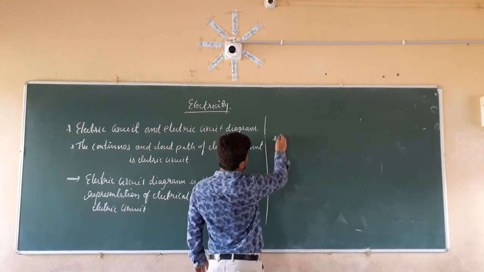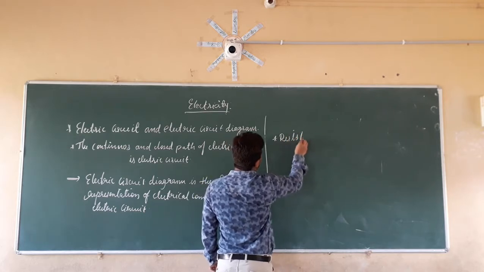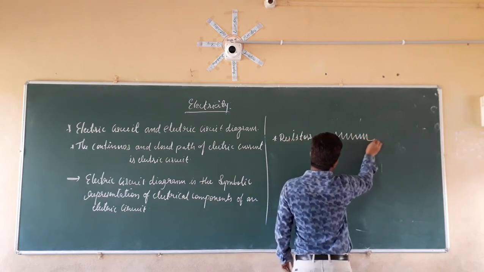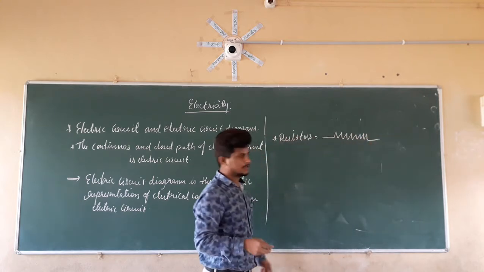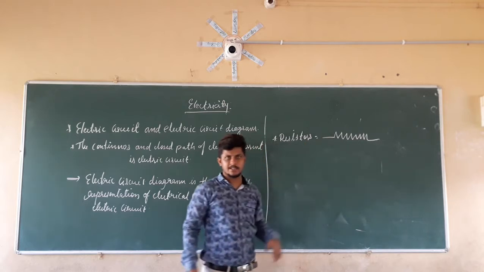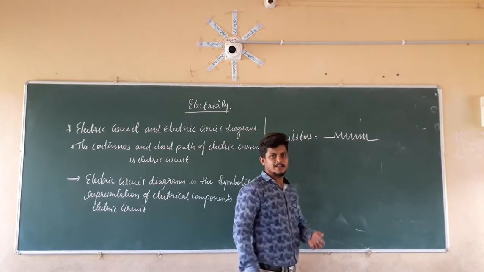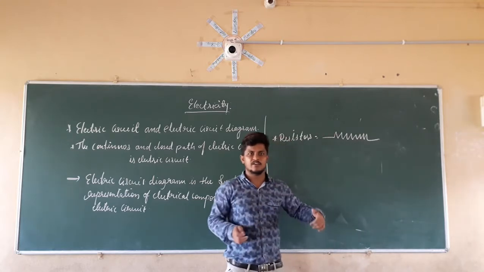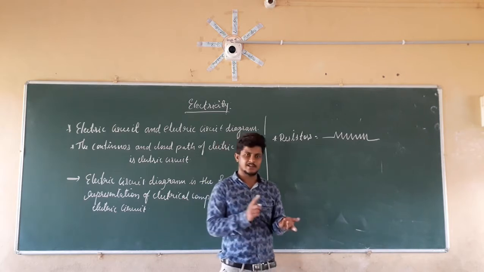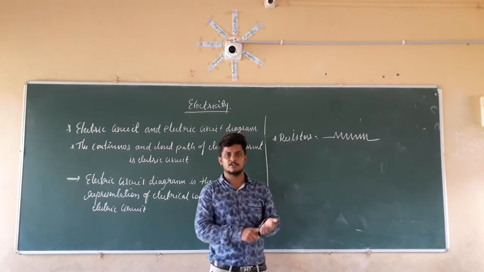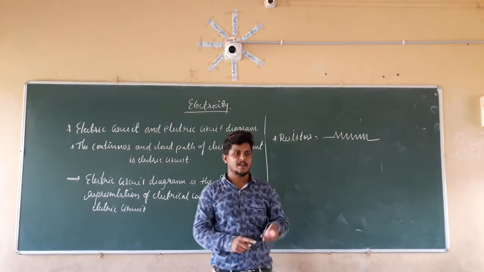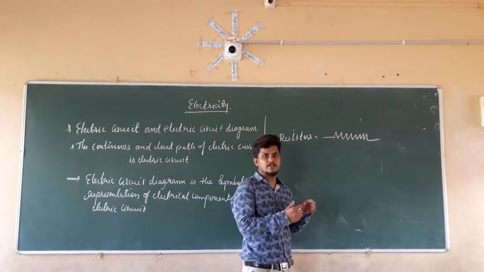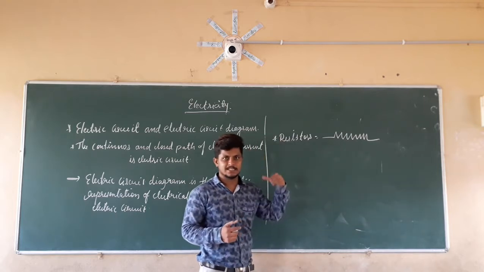Resistors are shown like this. This is the symbolic representation of the resistors. If you ask what resistors are, we will see that in the next class, where we discuss Ohm's law and the resistance. We will discuss what resistors are, the factors affecting the resistance, and what the formulas of the resistance look like. So in the next class we have the complete explanation of the resistance as well as resistors.